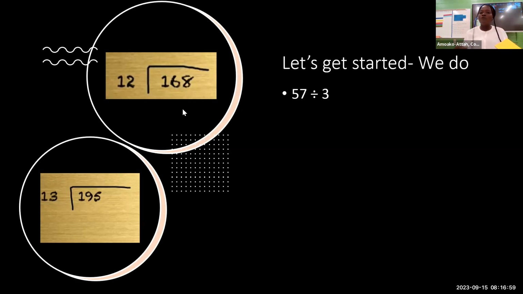Then the 4, you cannot share the 4 among the 12 boxes. So you need to dissolve or break them or exchange the 4 tens into ones. So you're going to get 40 ones. But don't forget, you already have your 8 ones down, which will give you 48 ones. And you can now share the 48 ones equally among the boxes. All right. So that is perfect, and you can solve the next problem on your own.